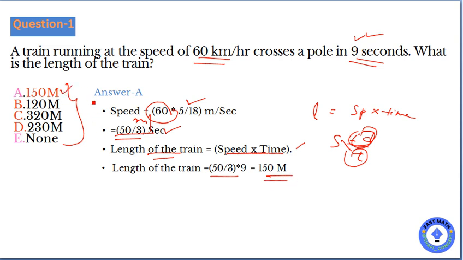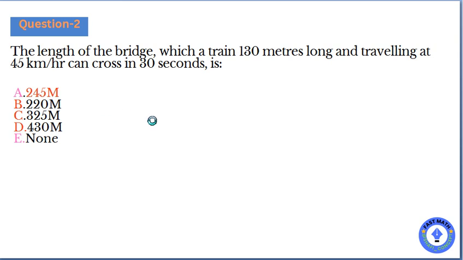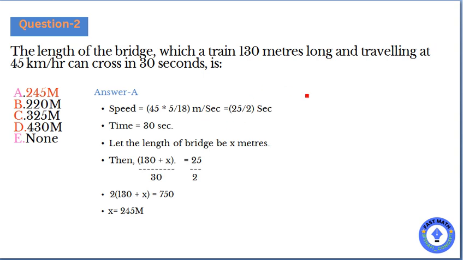Moving to the second question: the length of the platform which a train of 130 meters length, traveling at a speed of 45 km per hour, can cross in 30 seconds. In this, the train is going in this direction, it has a length of 130 meters, and it is crossing a platform. We don't know the length of the platform, so we are considering it as x.